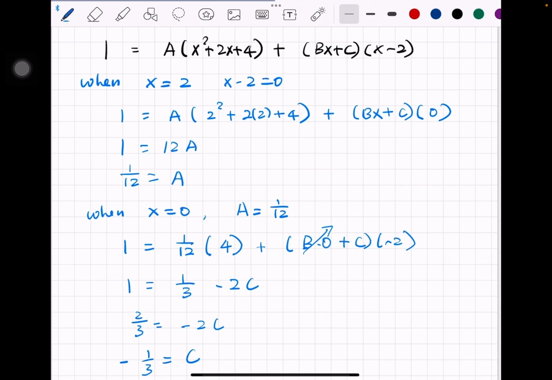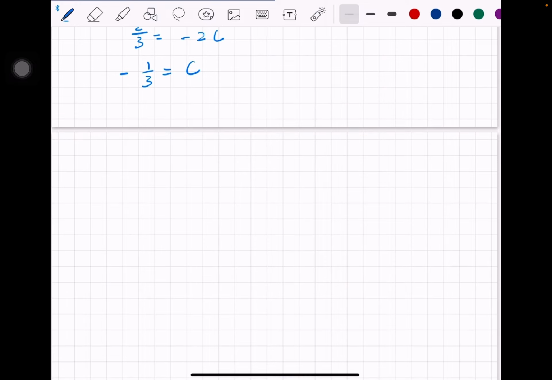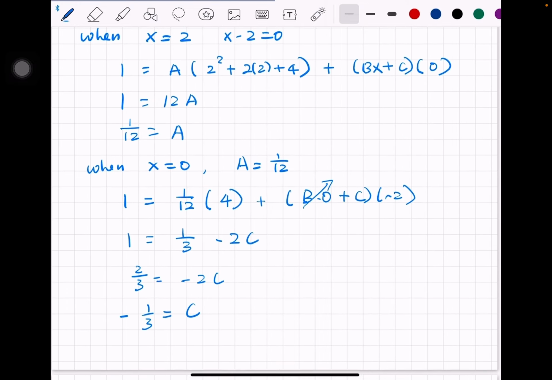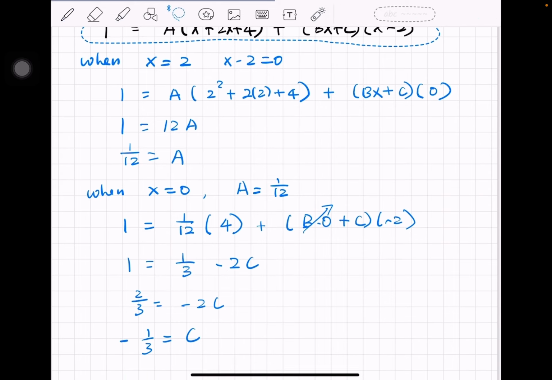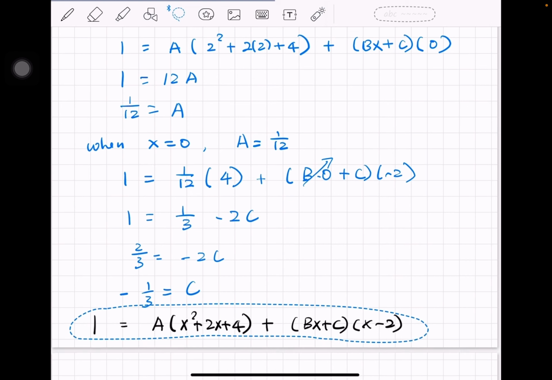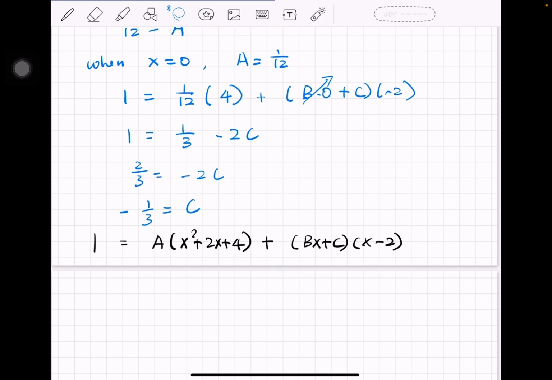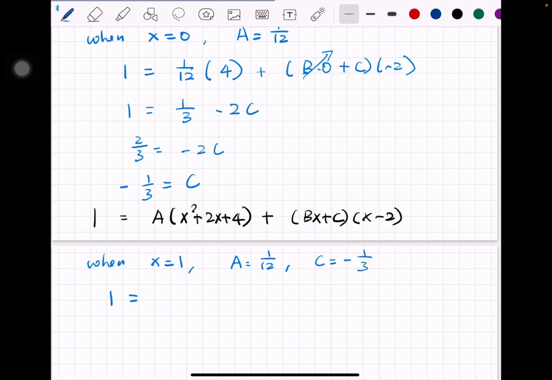And the next thing I need to figure out is what b is. And at this level, I cannot really pick anything to make the problem a little bit easier to work with. So I'm just going to randomly pick x equal to some number. Again, I mentioned I like 1, 0, or negative 1. So here I'm picking x equal to 1. Plug in a equal to 1 over 12, c equal to negative 1/3, and find b.